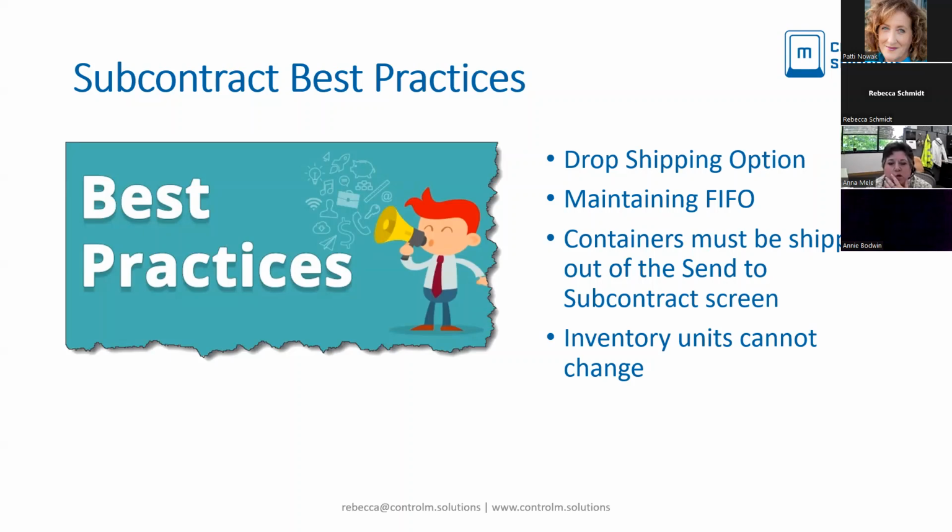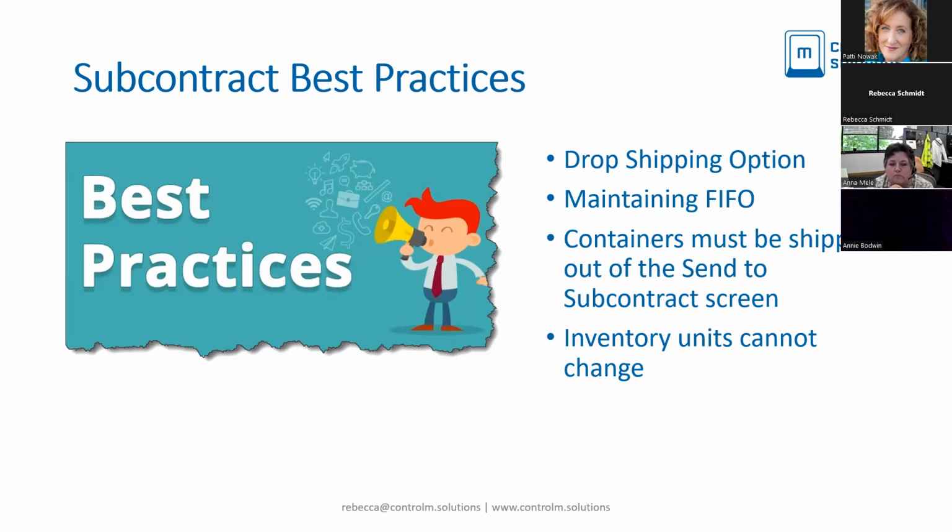Some best practices, we have the drop ship option. In case you have parts that go directly from one subcontractor to the next, you are able to drop ship directly to that second subcontractor. And you could even set location defaults when using the receive from subcontract screen to show that it's at that second or third subcontractor drop shipped. It allows for maintaining FIFO order within your inventory.